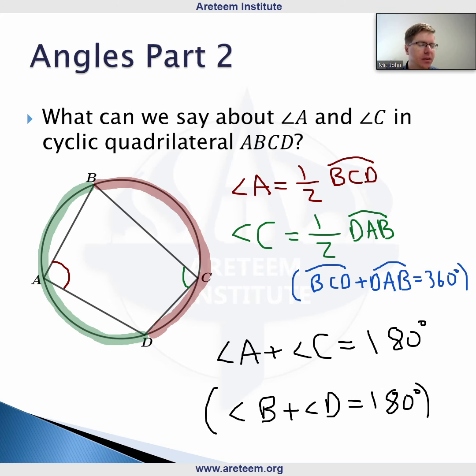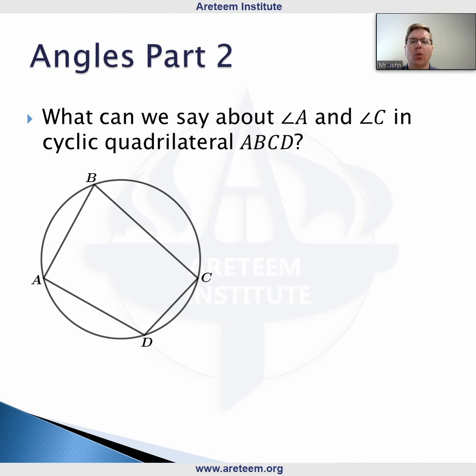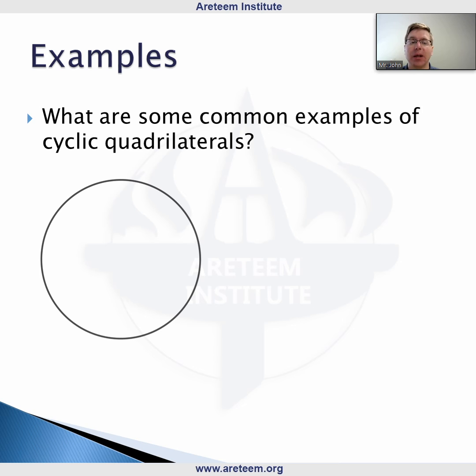Now, before we end with a summary of these properties, let's do a couple of quick examples in terms of what are some common shapes that we have for cyclic quadrilaterals. This is a little less common than you may think. A pretty obvious one that works is a square. A square has angles that add up to 180 degrees. 90 plus 90 is 180 degrees. So we definitely have squares that will work in this case.